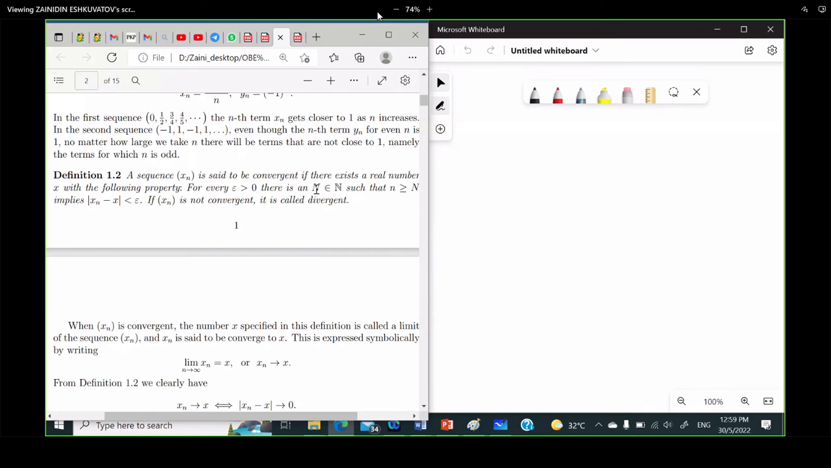Actually, this one should be: there exists a capital N from the natural number set, such that n greater than capital N implies this absolute value is less than epsilon. If xn is not convergent, then it is called divergent. So this is the definition of convergence. If there is no such capital N such that n greater than capital N implies this inequality, then xn is divergent.